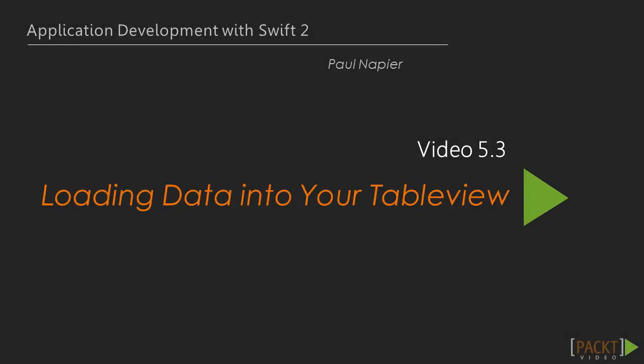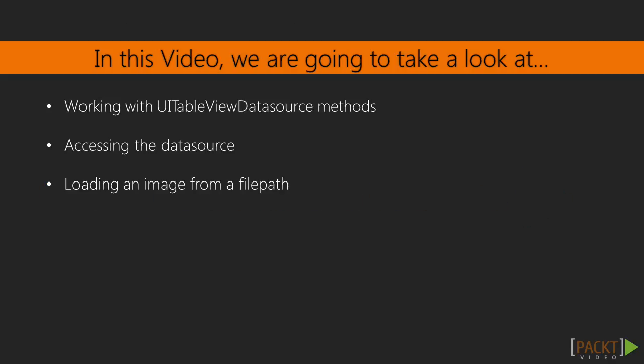So now we have our table view cell. We want to start to populate this with data. In this video, we'll take a look at how we can work with the UITableView data source methods to achieve this. We'll also look at how we can access the data within our data source. And we'll look at how we can load an image from a file path.